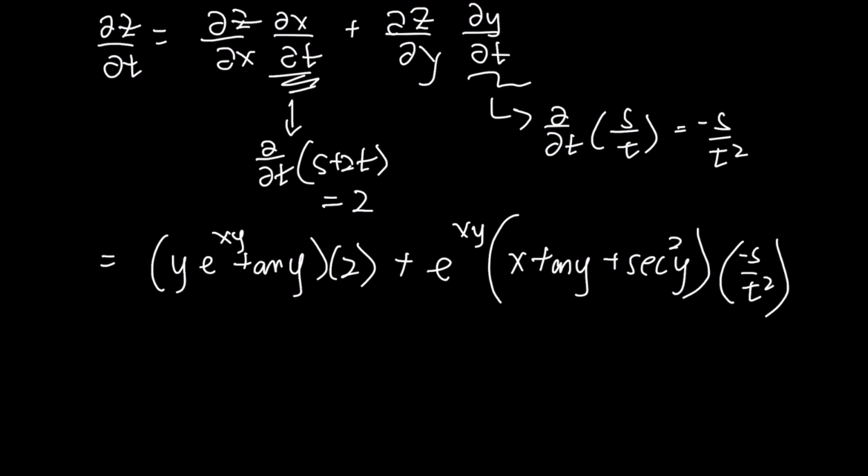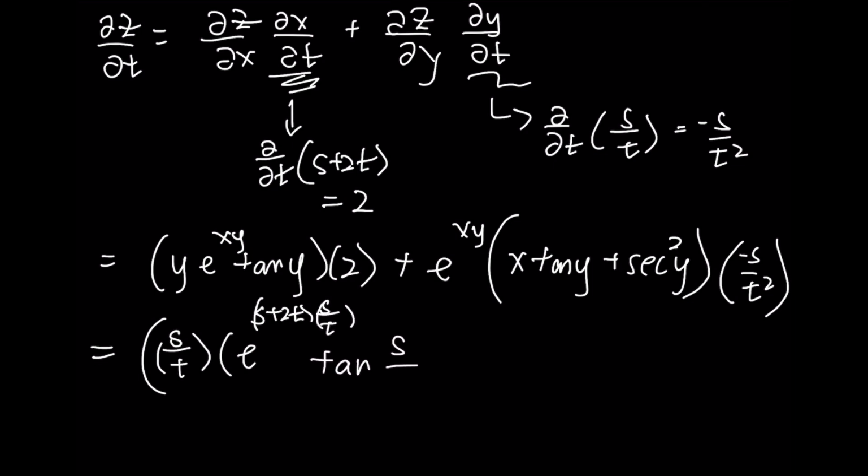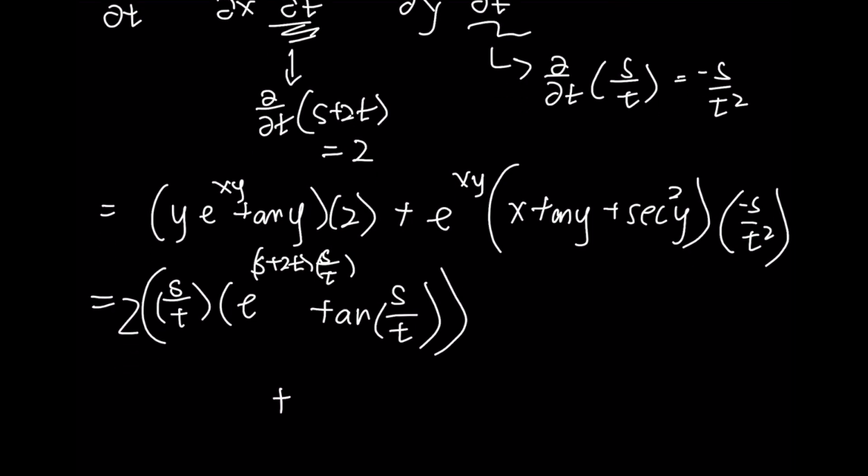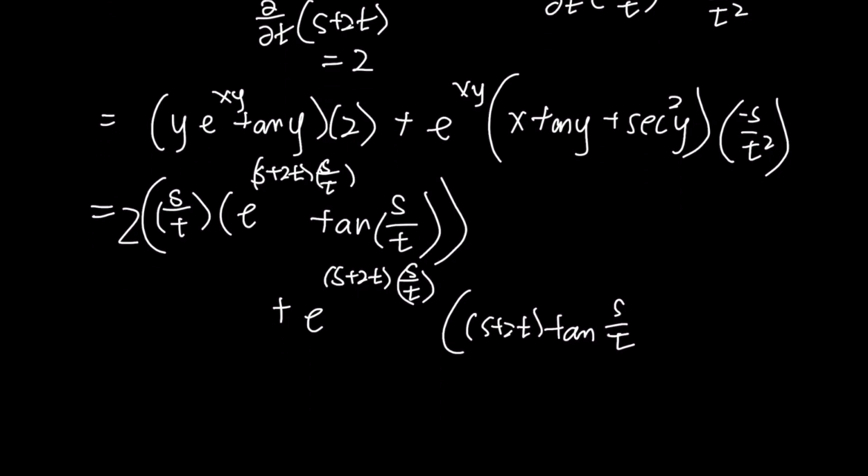When I plug all the s's and t's back in, I'll get s over t times e to the s plus 2t s over t, tangent of s over t. All of that gets multiplied by a 2 plus e to the s plus 2t s over t, s plus 2t tangent s over t plus secant squared s over t, and all of that gets multiplied by this term. Definitely painful to write this out.